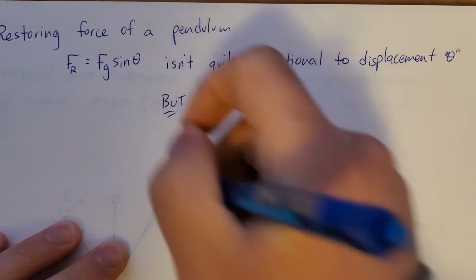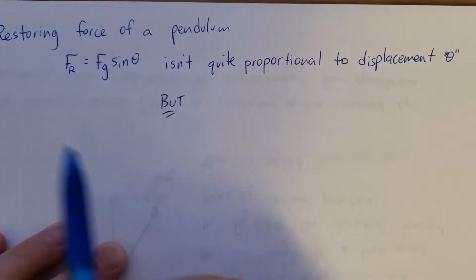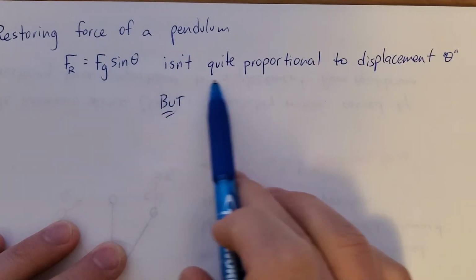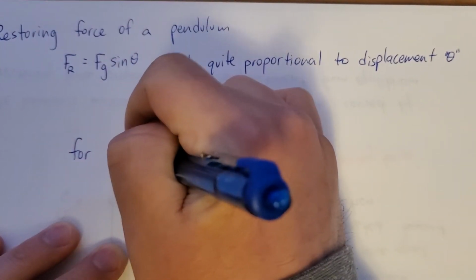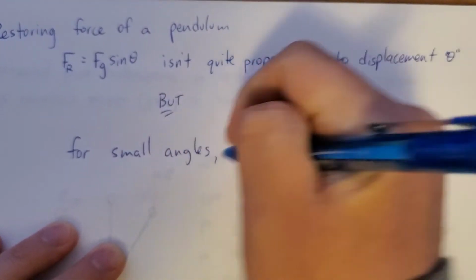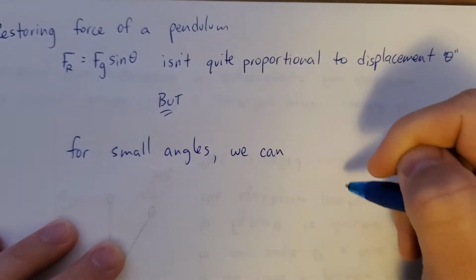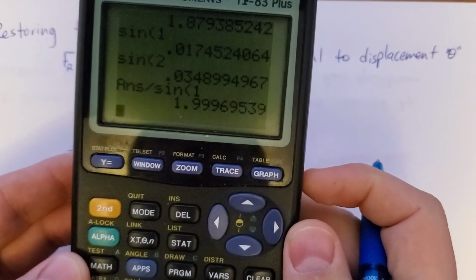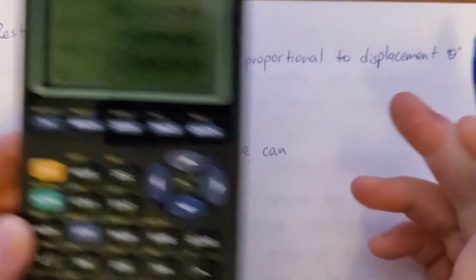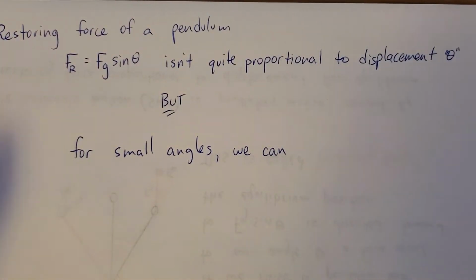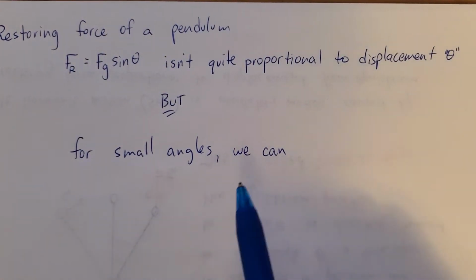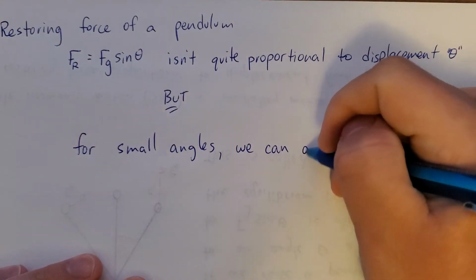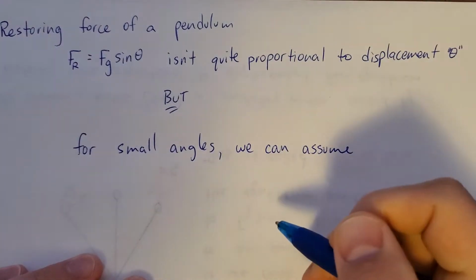So how are we going to say this? The restoring force of a pendulum isn't quite proportional to displacement theta, but for small angles we can assume it is, and it's a safe assumption. The difference between the number 2 and this number is so close that it wouldn't make any difference in our measurements. Our measurement tools would introduce more error than this approximation. So for small angles, we can assume it is.